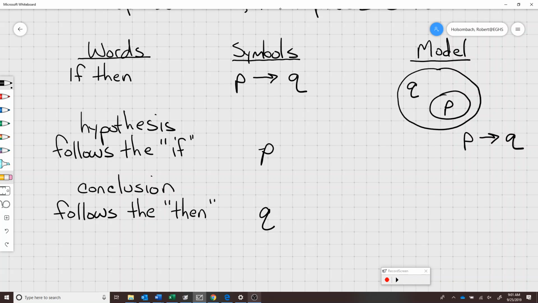In a conditional statement, there's a symbol for the if-then statement: the letter P with an arrow and the letter Q. You read that symbol, if P, then Q. In a conditional statement, there's a hypothesis. The hypothesis is whatever follows the word if. Its symbol is just the P. There's a conclusion in a conditional statement. That conclusion is what follows the word then, and it's represented by the lowercase cursive q.